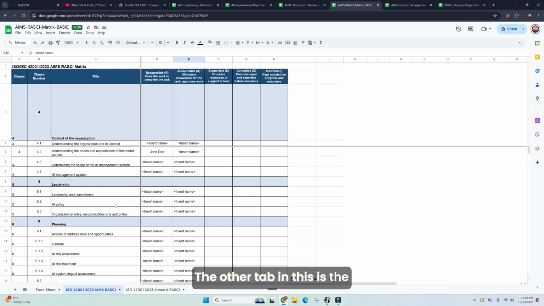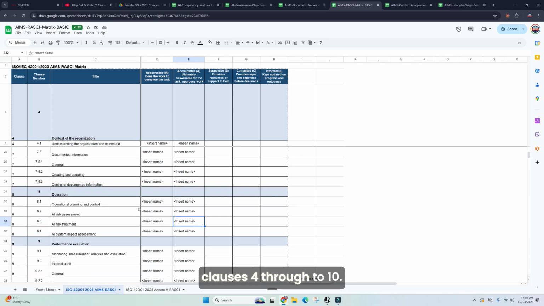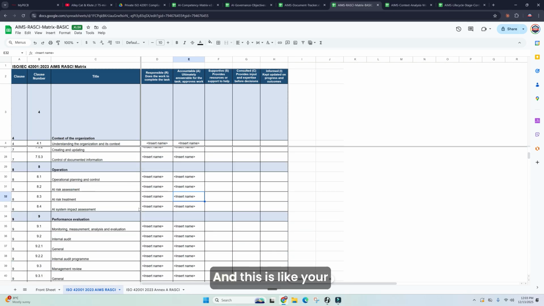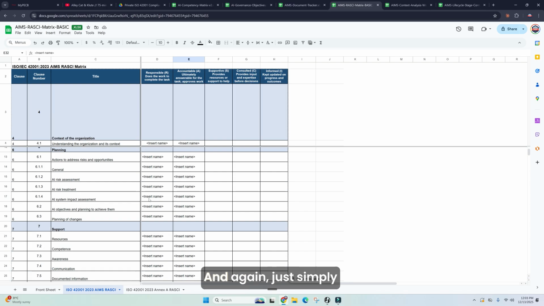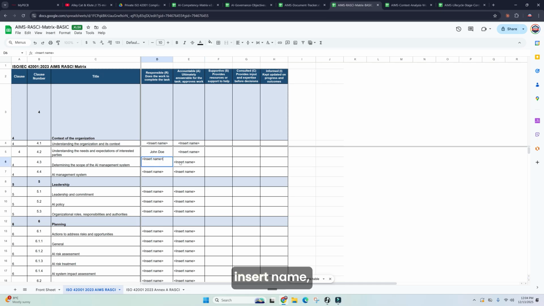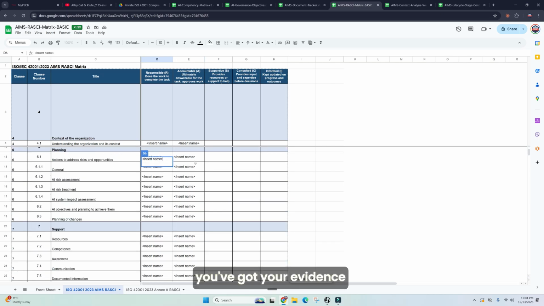The other tab in this is the AIMS RACI, and this covers the main management system clauses 4 through to 10. And this is like your context, your leadership, your planning, support, operation, performance. And these are your shall requirements, the machinery that makes your AIMS function. And again, just simply insert name, you've got your evidence documented.